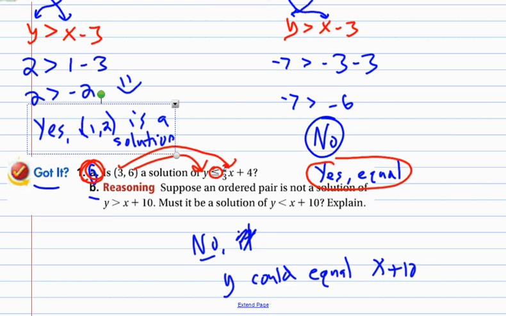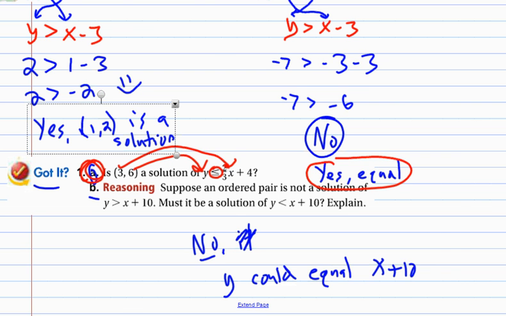B says, suppose an ordered pair is not part of y is greater than x plus 10. Would it have to be part of the inequality y is less than x plus 10 then? And the answer is no, because what if y is equal to x plus 10? That would be the only other case that it could be. So it doesn't necessarily have to be part of that inequality.